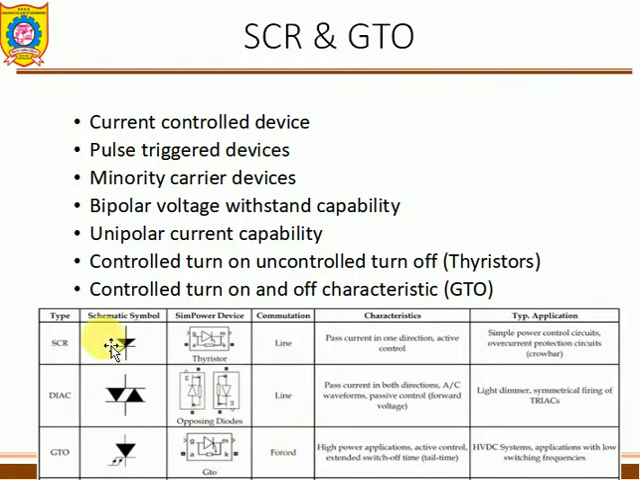Okay, this is the symbol you have seen previously, the symbol of the SCR and the GTO. What is the difference between the SCR and the GTO? The SCR has a gate terminal, but there is no arrow mark. It is only one-way direction.